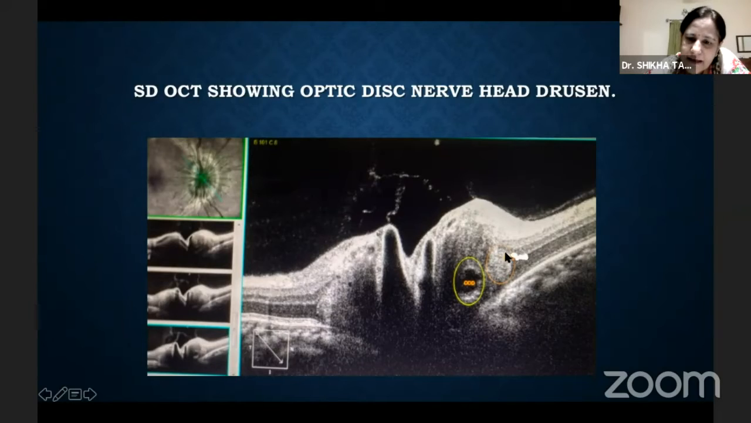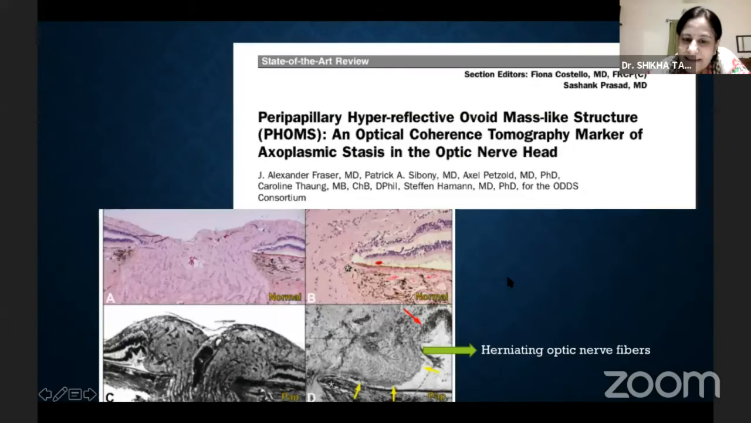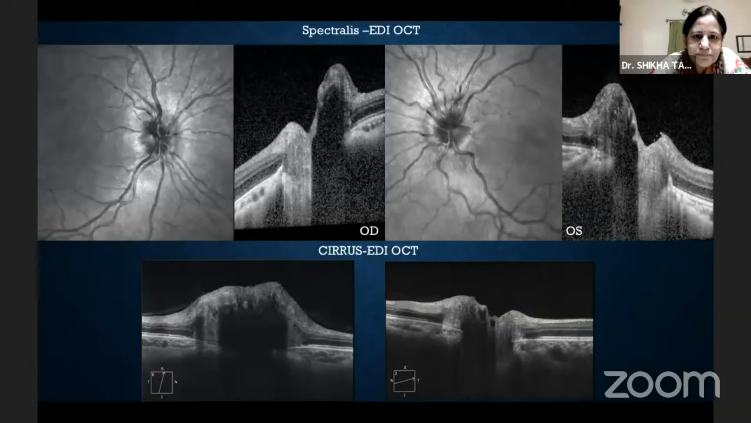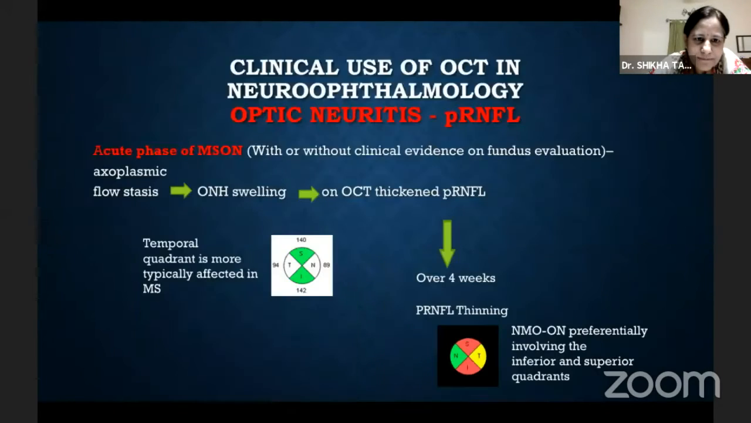So what is it? The consortium said that this was actually peripapillary hyperreflective ovoid mass-like structures, PHOMS, and it's a marker of axoplasmic stasis in the optic nerve head. And histologically, they have proven it to be herniating optic nerve fibers. Now, these are the EDI OCT images from Spectralis and Cirrus machines showing the drusen.